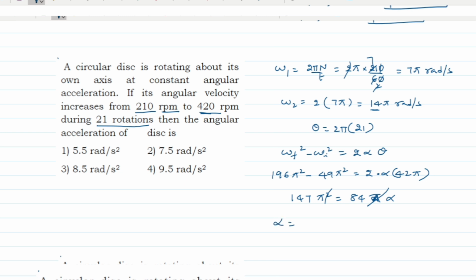Then alpha equals 147 pi by 84 into pi, which we can get as 22 by 7. So 7 twos are 14 and 7 ones are 7, and this is 21 by 4. So 22 by 4 is nearly 5.5 radian per second square.